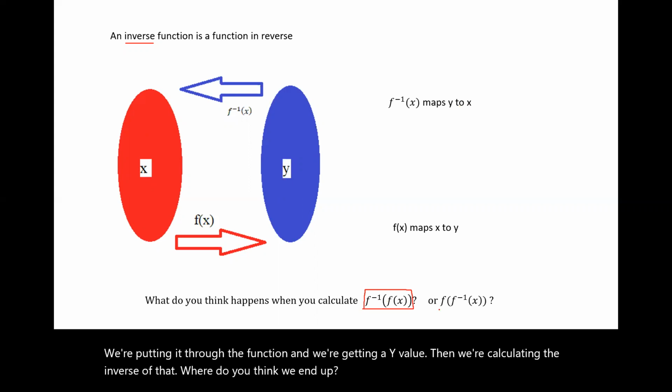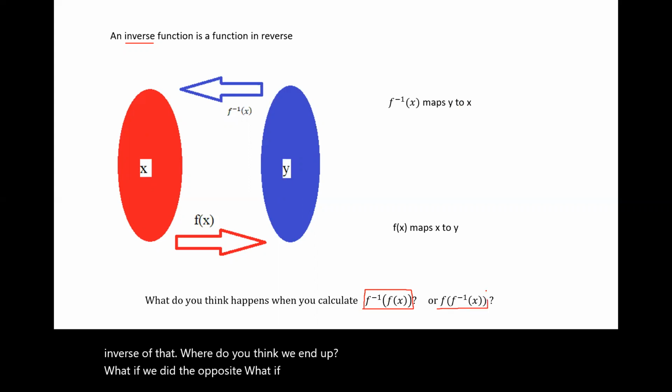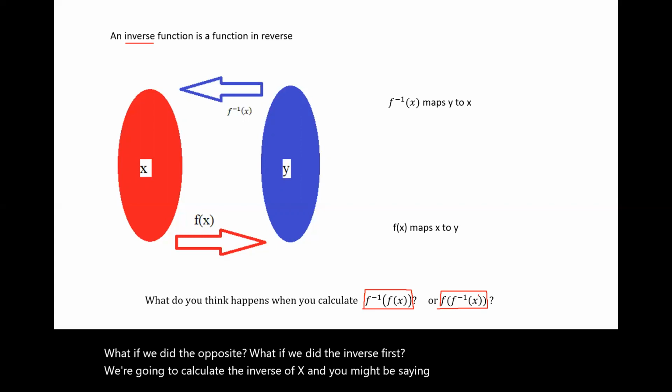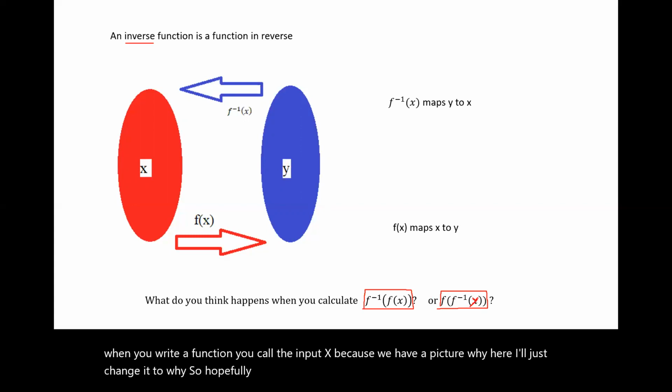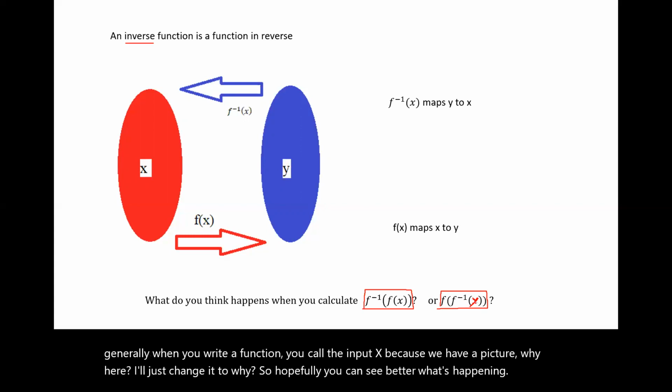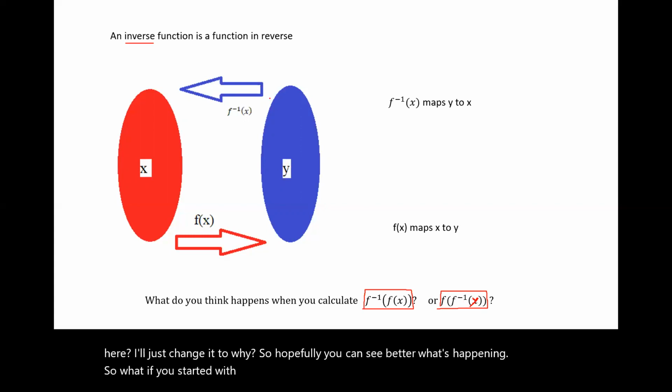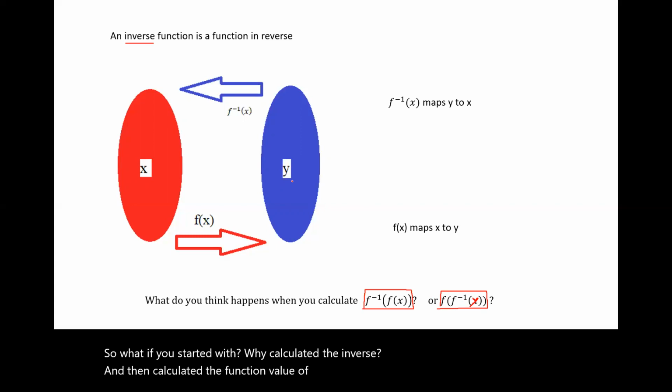What if we did the opposite? What if we did the inverse first? We're going to calculate the inverse of x, and you might be saying, those are y's. Generally, when you write a function, you call the input x. Because we have a picture of y here, I'll just change it to y, so hopefully you can see better what's happening. So what if you started with y, calculated the inverse, and then calculated the function value of that? Where would you end up? That's what we're going to answer today.